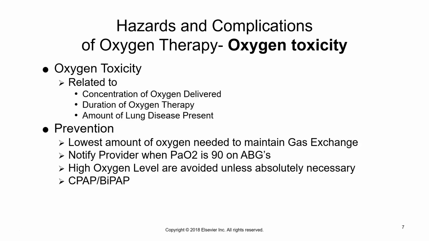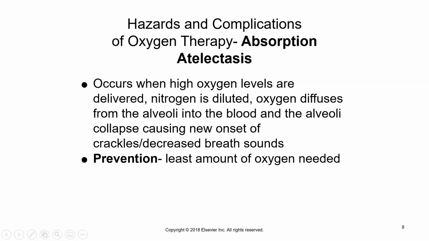Oxygen toxicity. Oxygen toxicity is related to the concentration of oxygen delivered, duration of oxygen therapy, and the amount of lung disease present. Again, prevention is using the lowest amount of oxygen needed to maintain gas exchange. Absorption atelectasis. This occurs when high oxygen levels are delivered. Nitrogen is diluted and oxygen diffuses from the alveoli into the blood, and the alveoli collapse, causing new onset of crackles and decrease in breath sounds. Prevention, again, is using the least amount of oxygen needed.